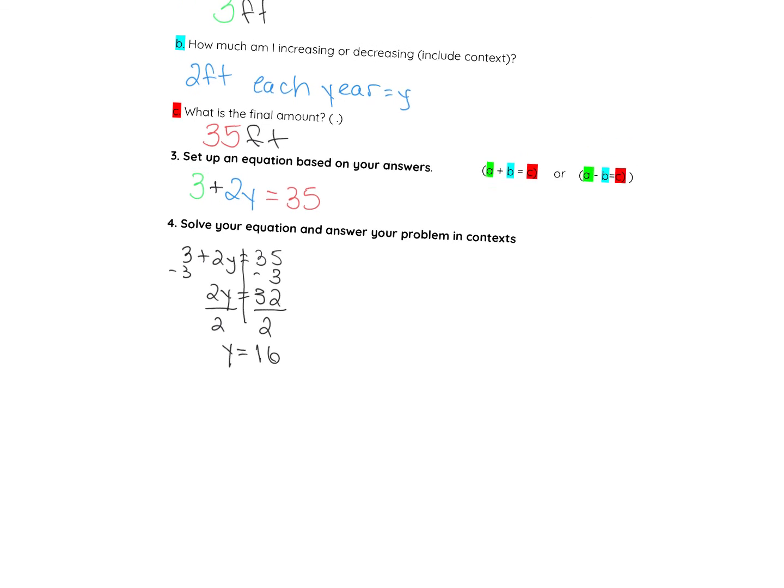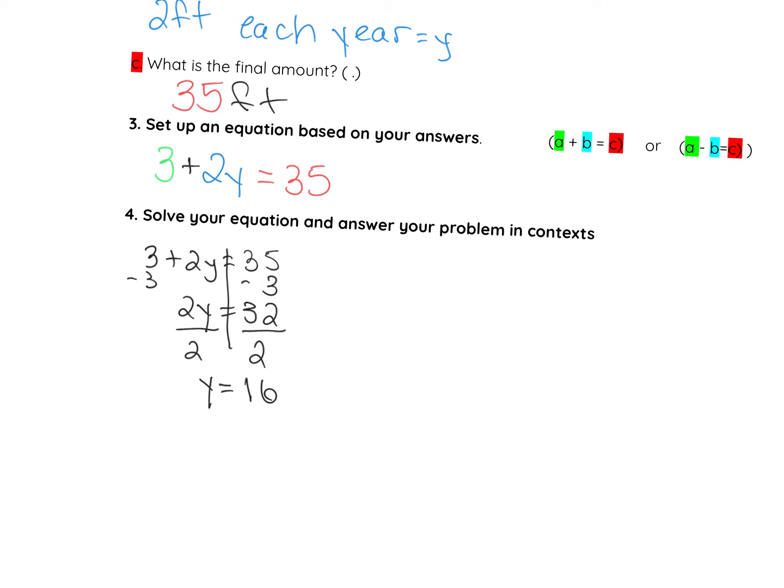And then my answer is y is equal to 16, and then I need to answer it in context. Well, what is y equal? y is equal to years. So it's going to take 16 years. That's a long time.